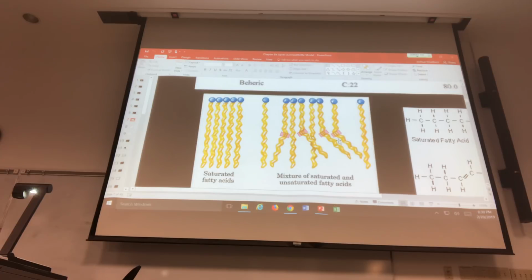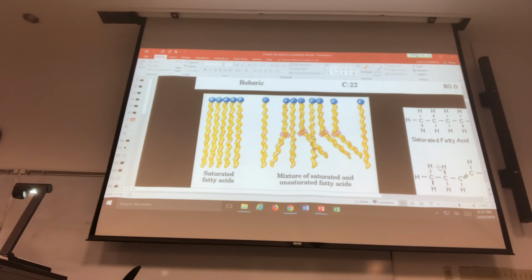So the melting point of fatty acids depends on two things: the number of double bonds and the number of carbons. The more carbons you have, the longer the chain is and the stronger the attractive force is. The fewer carbons you have, the shorter the chain is and the weaker the attractive force is. So you have a really high melting point if you have a really long fatty acid and if it is saturated. You're going to have a low melting point fatty acid if it's a short fatty acid and one with double bonds in it. Okay? So that's the melting point thing there.